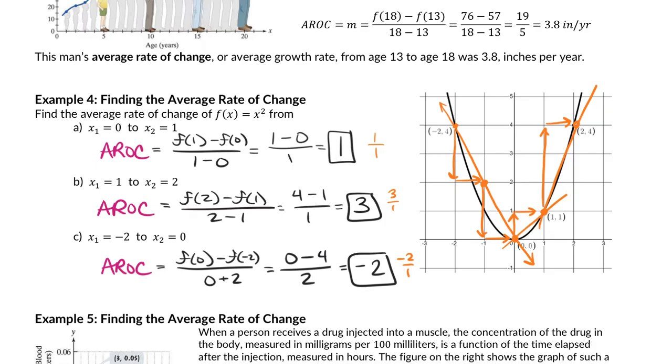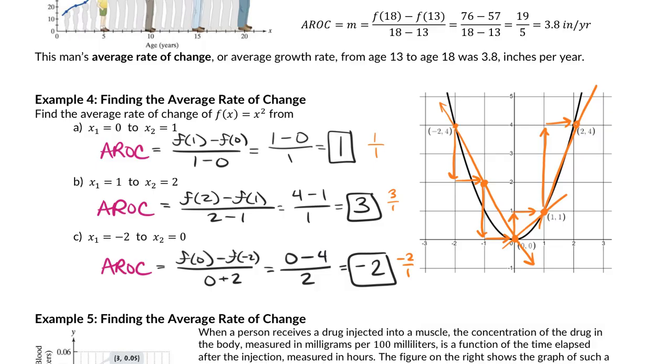But do you see how if we connected these 2 dots with a straight line, that has the slope of down 2 over 1, down 2 over 1? That's the slope of the secant line connecting those 2 dots. That's all we're finding with average rate of change.